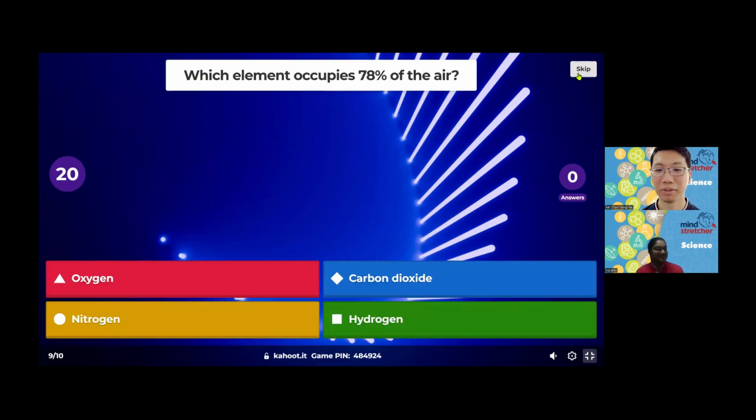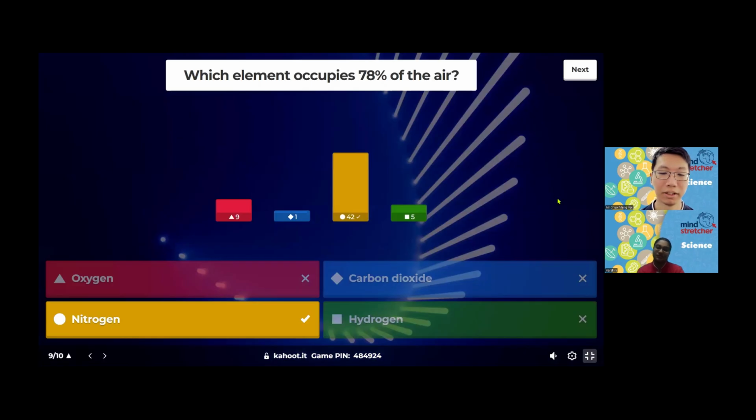Which element occupies 78% of the air? Wow, it's not very fast. What is the air mostly made out of? Good. Nitrogen. Most of you got it right. Not oxygen. Oxygen is the second most abundant. Oxygen is only 21%. Okay? Far below nitrogen. Good job.